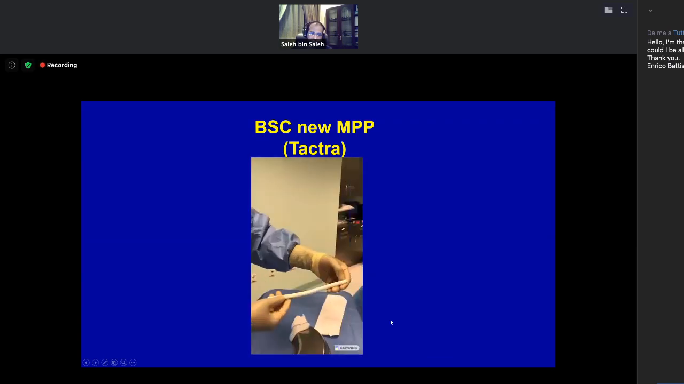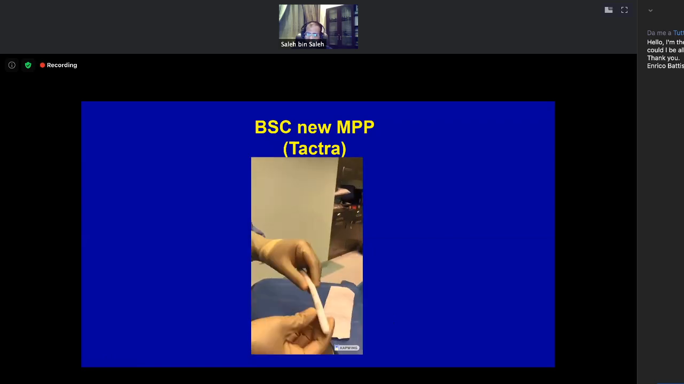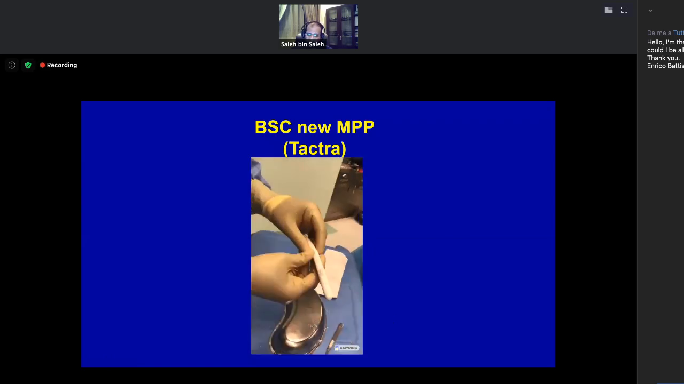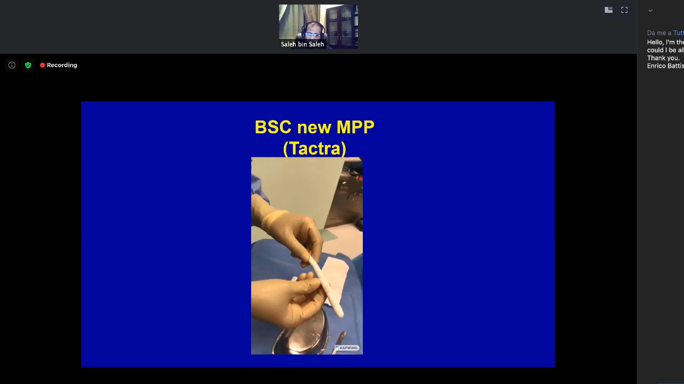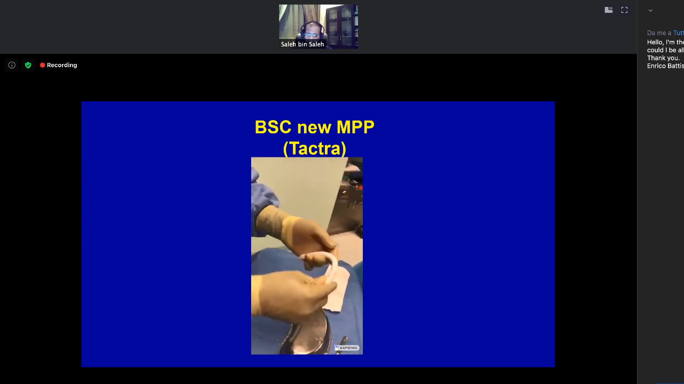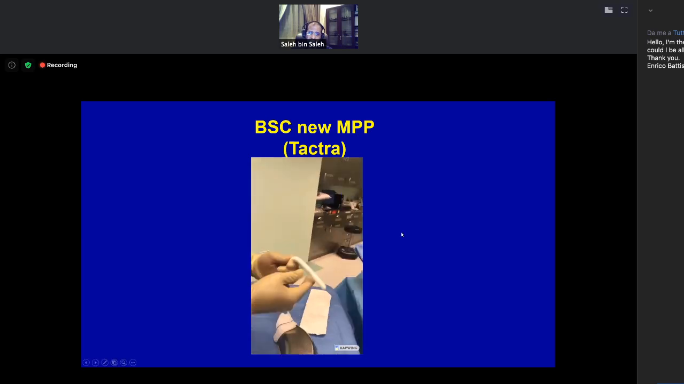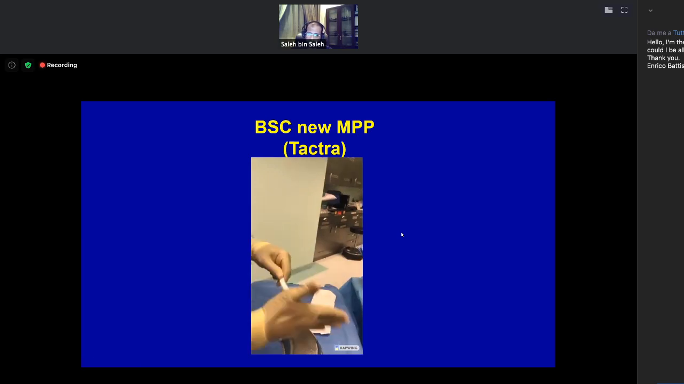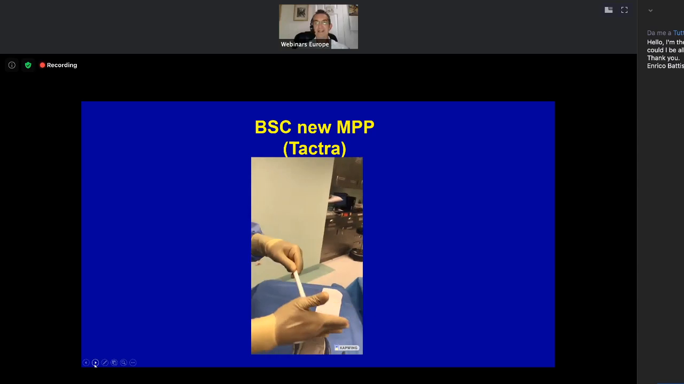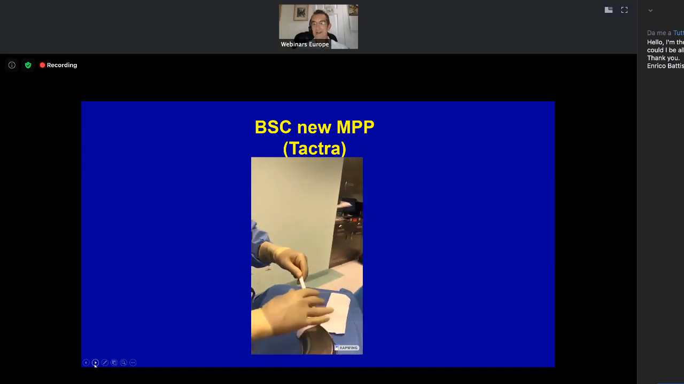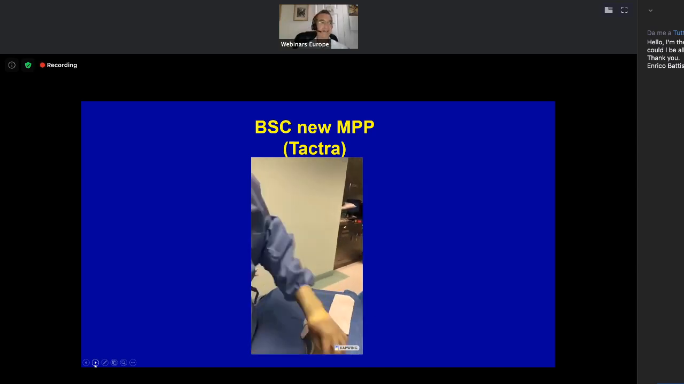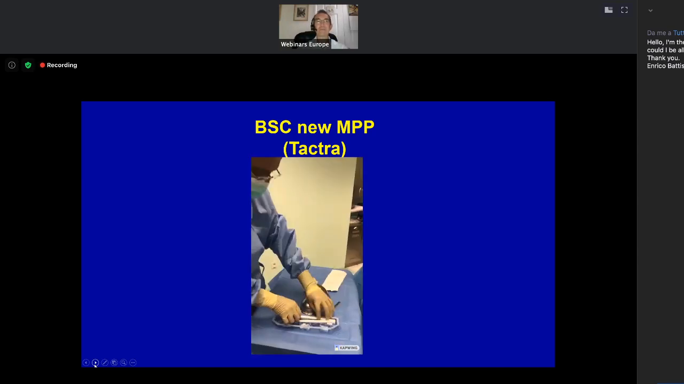So basically, this is the first Tactra that we implanted in Saudi Arabia and in the MENA region. That was back in November 2019. I was just demonstrating the device itself, and we'll talk about it in the next slides. I have to say I was there for that first implantation. It was a very exciting day, so thank you for that. We can go to the next slide.